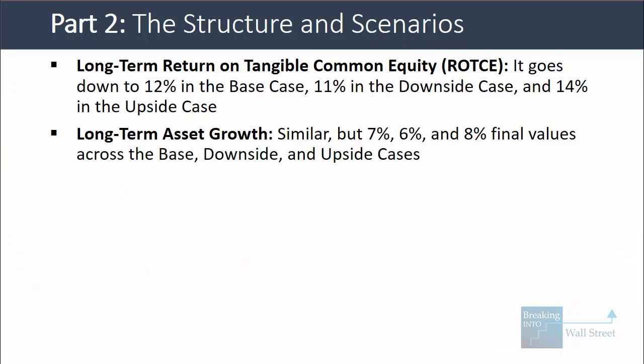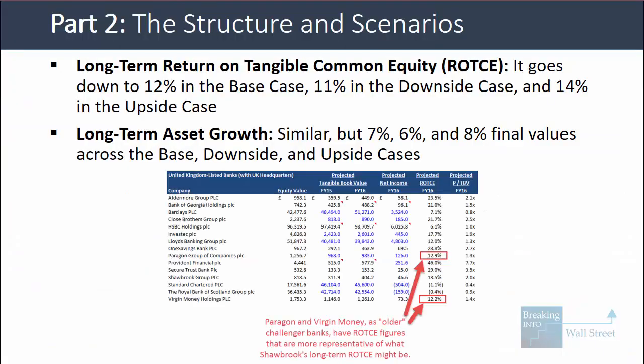Now, if you're wondering how exactly we got to these figures, if you look at many of the comparable companies, and especially banks like Paragon and Virgin Money that have been around for longer, we looked at these as the more mature challenger banks and said that if they have return on tangible common equity figures of around 12 or 13%, chances are when Shawbrook is older and is around a decade or 15 years old, it is probably going to have a return on tangible common equity in about the same range.